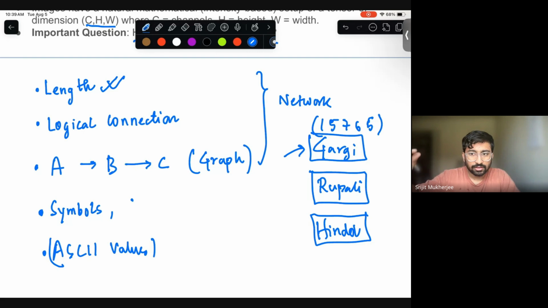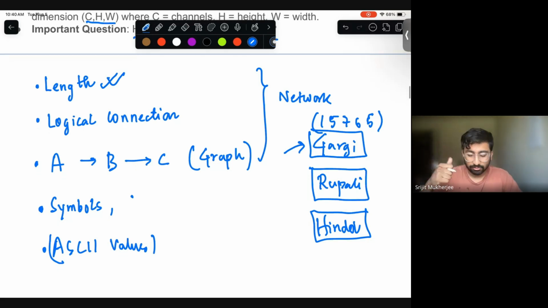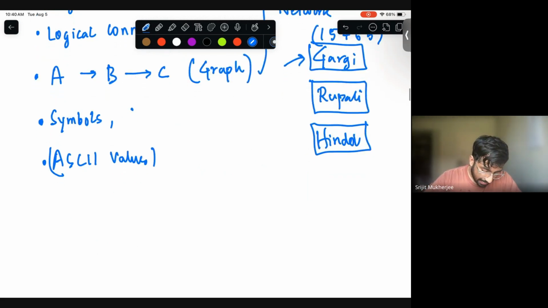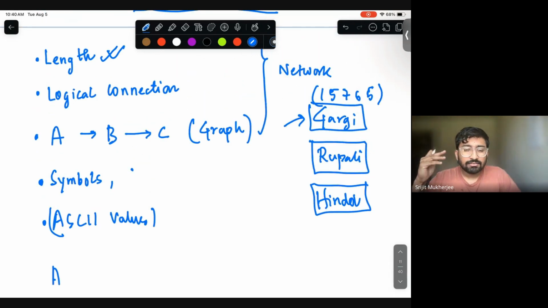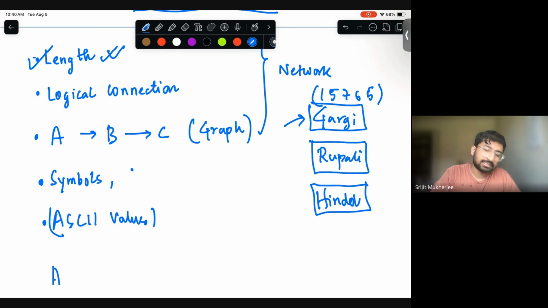That's a very good movement from words to numbers. That's really great. So we can add these ASCII values. But the question is, does it really contain the meaning of Gargi, Rupoli, or Hindol? Or is there something more? As they have said, length is important. Length can be captured by ASCII values, so we can say the length is solved.